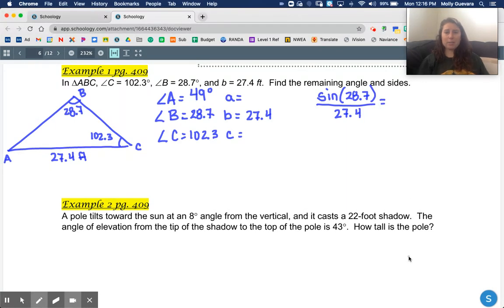And this equals, now I have to decide, do I want to solve for A first, or do I want to solve for C first? It doesn't matter, but you just need to know, right? So let's go ahead and solve for A first. And so I'm going to have sine of A, and the angle A is 49 over side A.